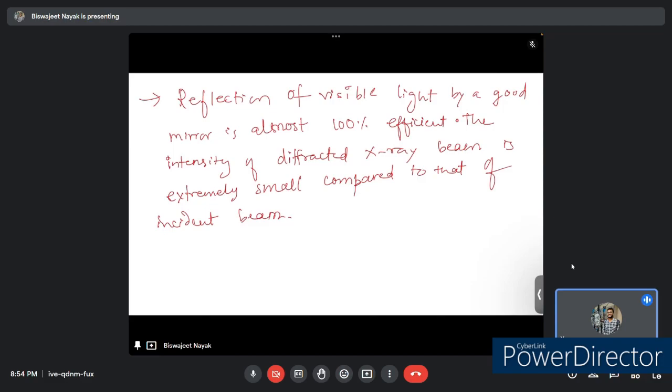There are some geometrical facts related to Bragg's law. The incident beam, the normal to the reflecting plane, and the diffracted beam should be coplanar, and the angle between the diffracted beam and the transmitted beam is always 2 theta. So these are two geometrical facts about Bragg's law.